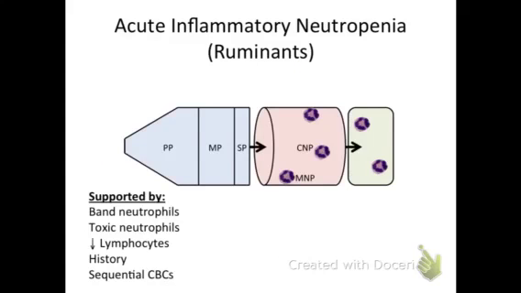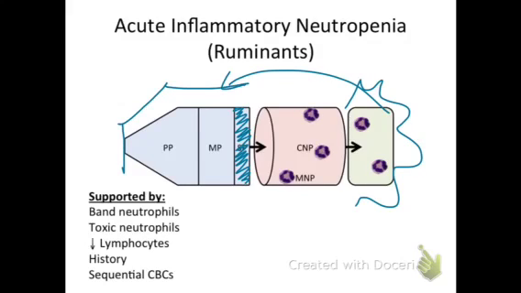Inflammatory neutropenia does not necessarily denote overwhelming inflammation in ruminants, and that's because neutropenia may occur with acute inflammation of any severity in a ruminant, and that's a normal ruminant response. And this is because ruminants have a very small storage pool of neutrophils, so inflammation of any severity rapidly depletes that small storage pool.